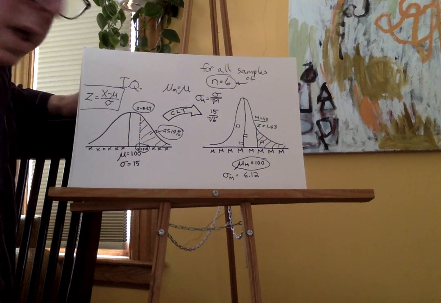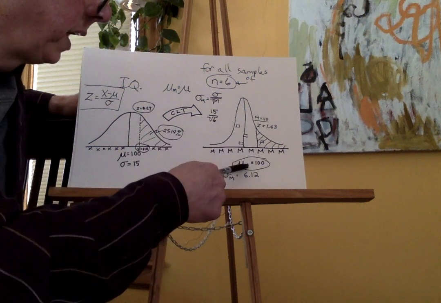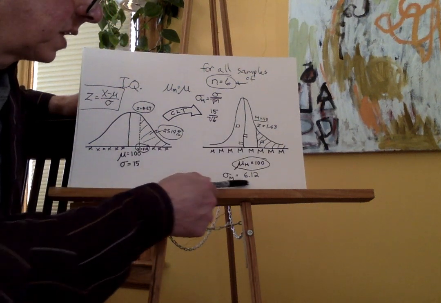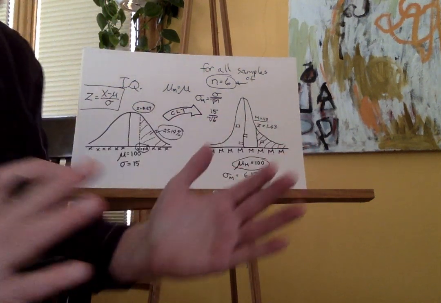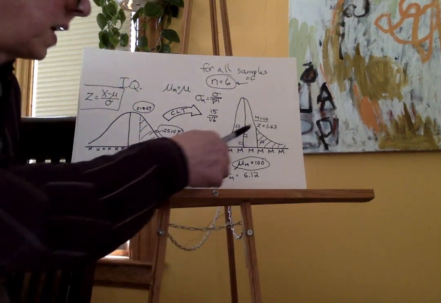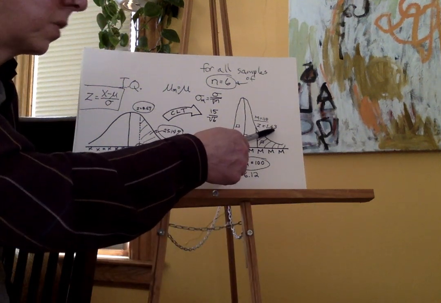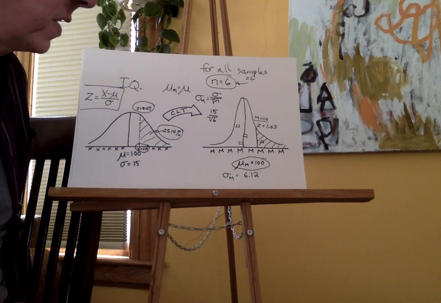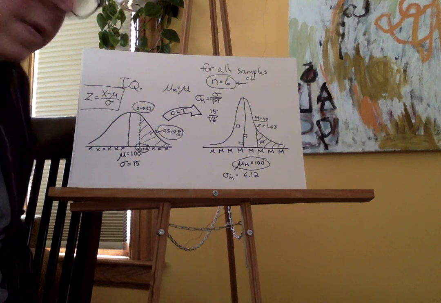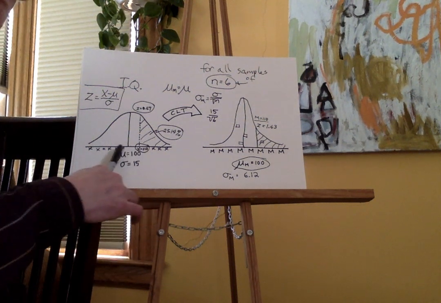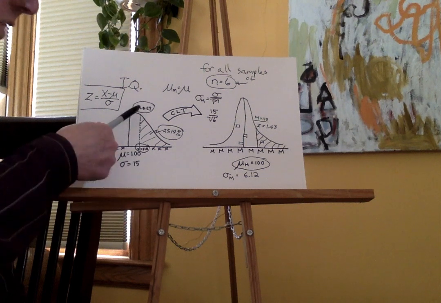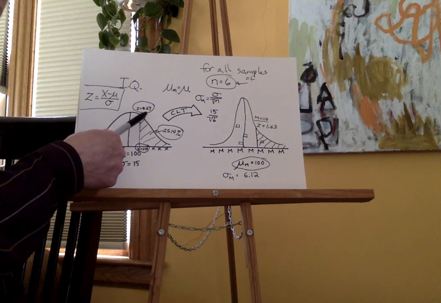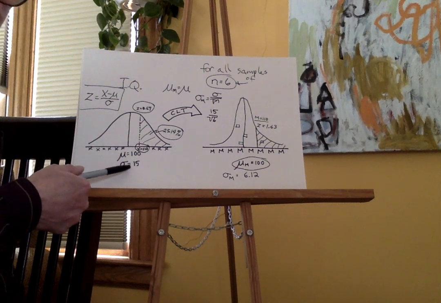All right. Still 10 points away, but since our standard deviation is smaller, this 10 points away now corresponds to a z-score of 1.63. This 10 points away corresponds to a z-score of 0.67 because there was much more variability.